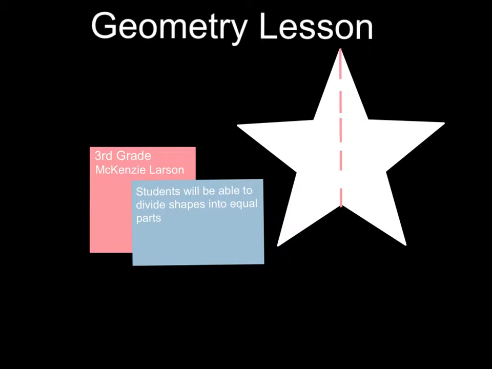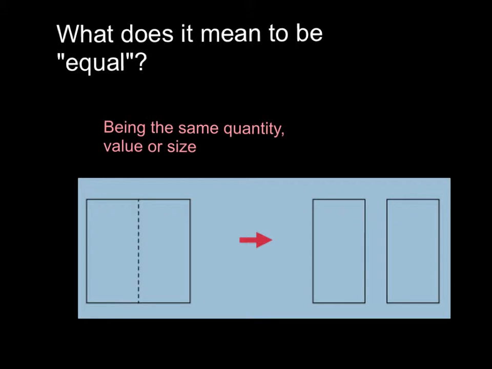Today we will be looking at a third grade geometry lesson. At the end of this lesson, students will be able to divide shapes into equal parts. First, we are going to review what it means for something to be equal.